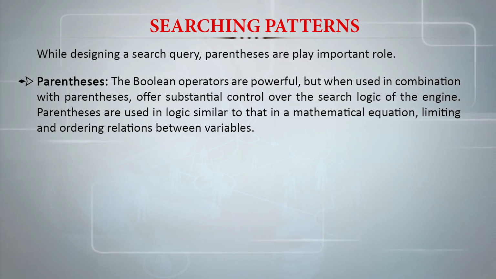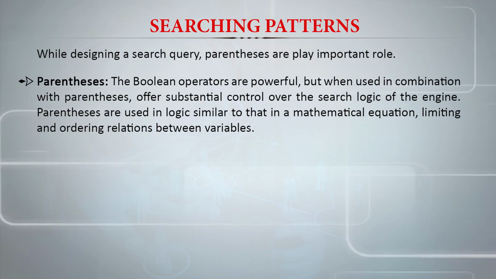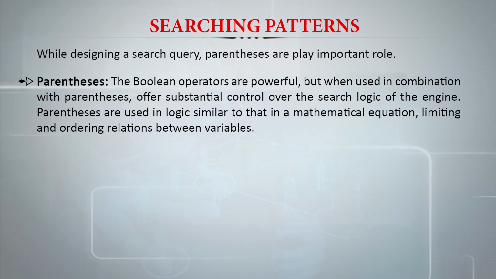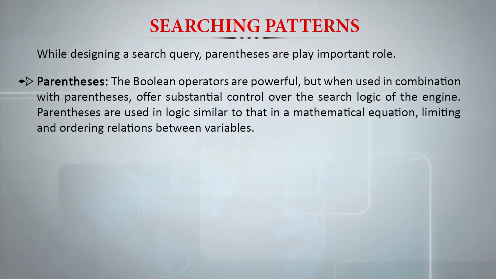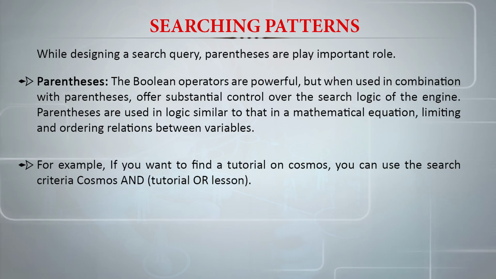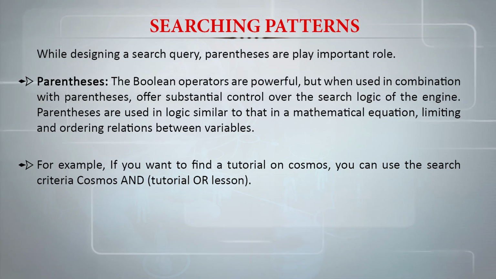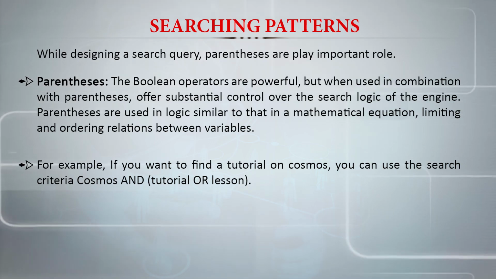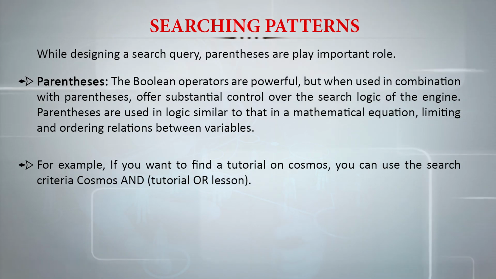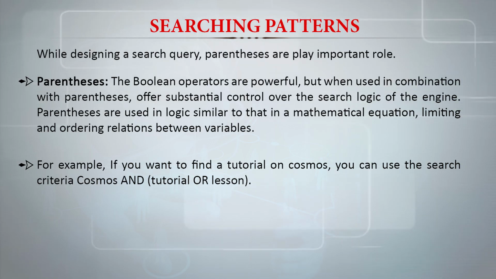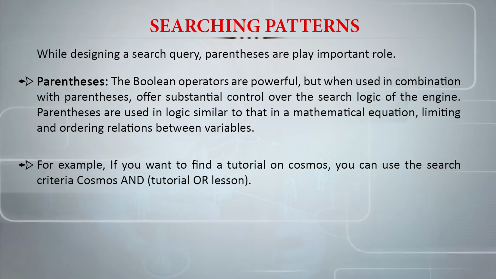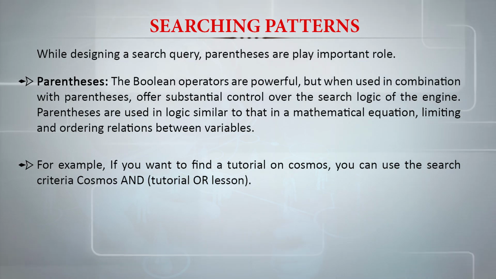But if we put the parentheses, we are telling the search engine to first compute whatever is present inside and then do the remaining work. So it gives top priority to the information in the parentheses. For example, if you want to find a tutorial on Cosmos, you can use the search criteria Cosmos AND (tutorial OR lesson). Let us briefly think about what we are looking for. We are looking for some information on Cosmos. We want a tutorial on Cosmos or a lesson on Cosmos. So either a tutorial or a lesson will satisfy us.